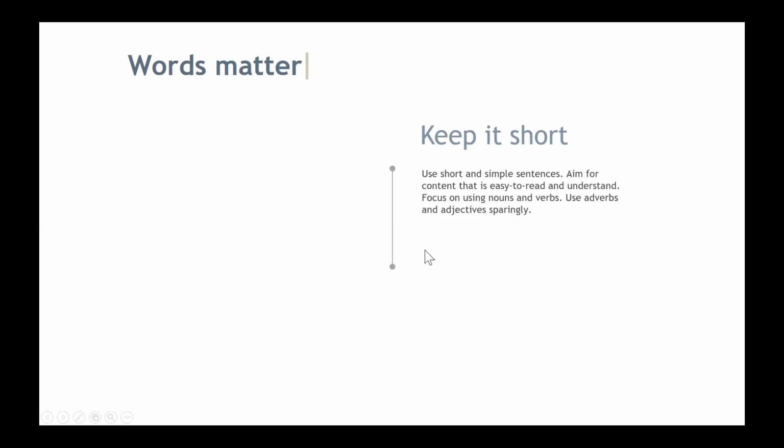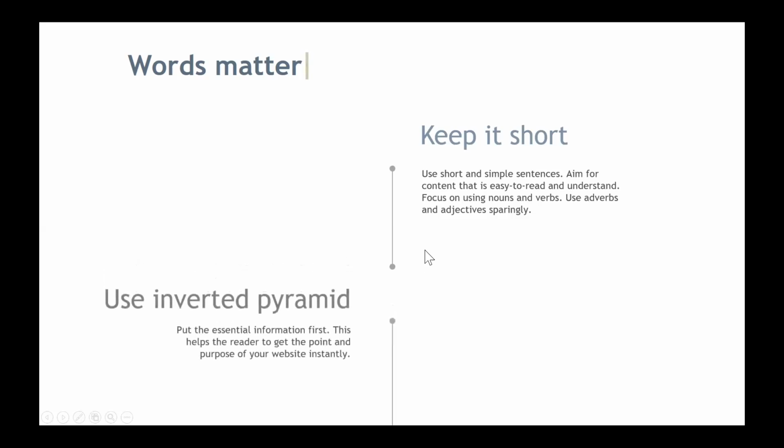That's the first point. The second point is to use the inverted pyramid. I don't know if you have heard about that. That means you first put the most important information to make a point and help the reader to get the most important statement, and then comes the rest, so that the reader instantly understands the purpose of the text that you are writing.